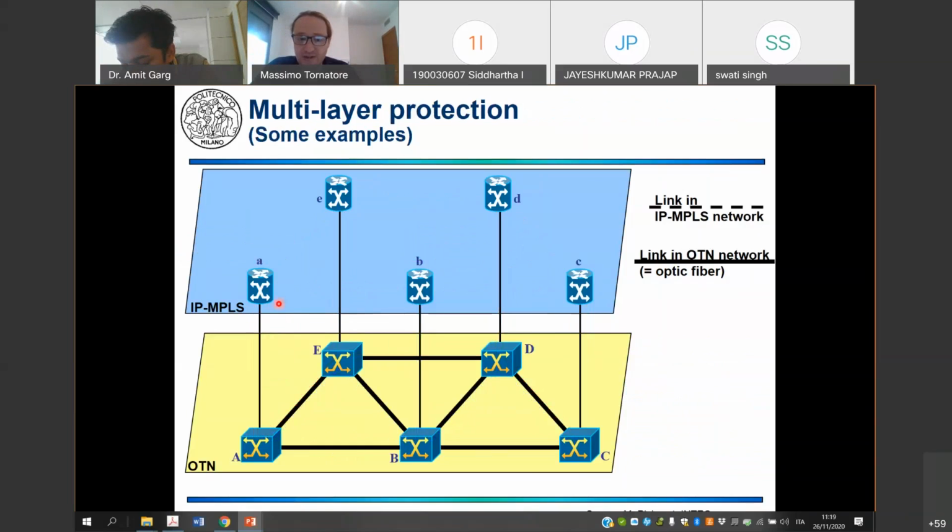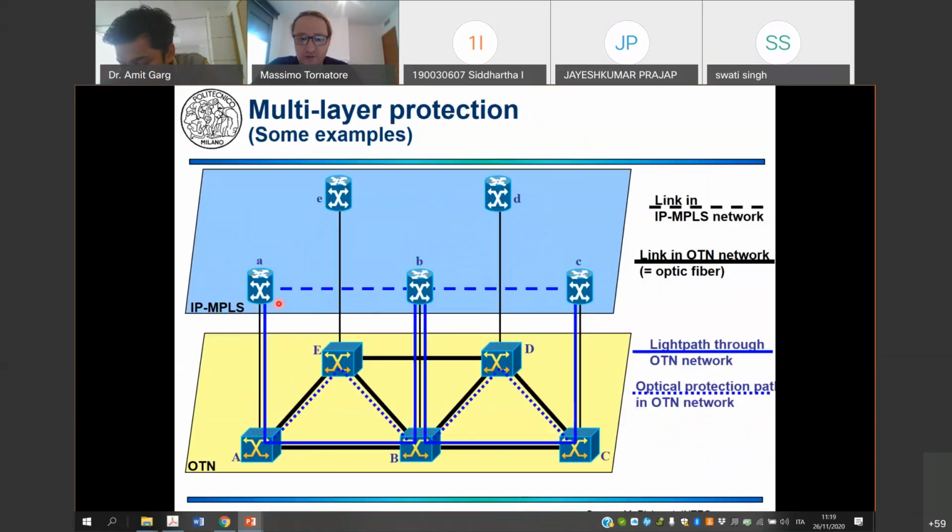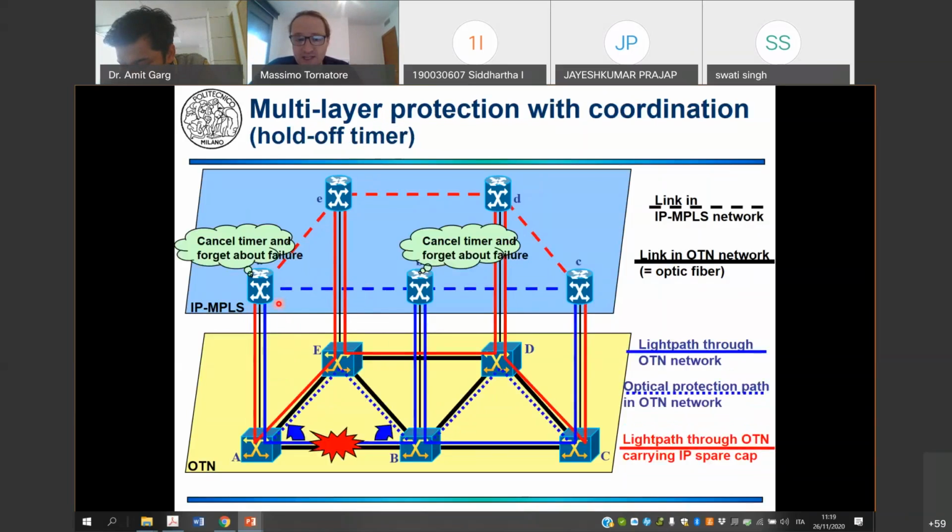If instead, let me see if I have the, no, I don't have the animation, unfortunately. Anyway, if instead, for example, I have a failure here, and the physical layer doesn't succeed, then the router will go on the secondary path. This example, I know I express it quite fast, but it is an example that shows why you need two-layer protections. Because there are failures that can be solved by the physical layer and failures that cannot be solved by the physical layer. For example, the failure of this node cannot be solved by the physical layer, it can only be solved by the logical layer.